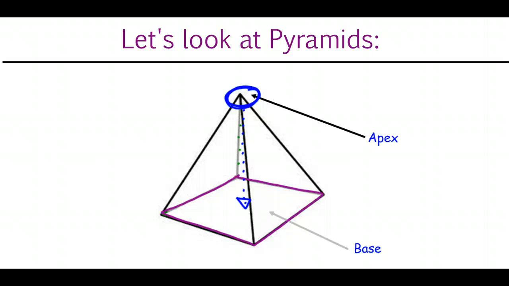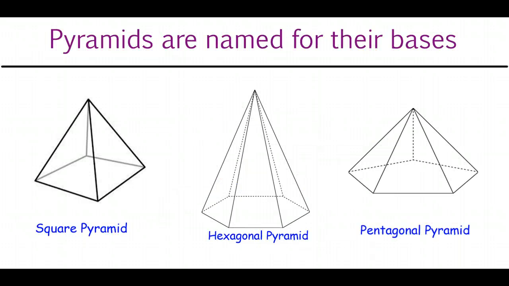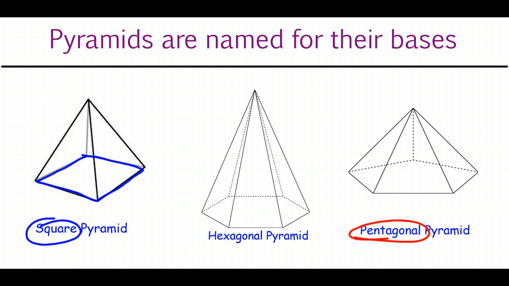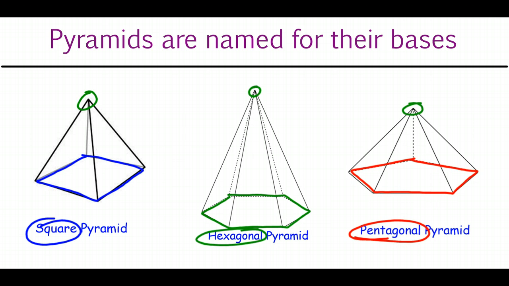Now, real quickly, just like prisms, pyramids are named for the shapes of their bases. On the left, we have a square pyramid because the base is a square. On the right, we have a pentagonal pyramid because the base is a pentagon. And in the center, we have a hexagonal pyramid because the base is a hexagon. The apex of each of these pyramids is across from the base. If we were sitting these pyramids on a surface, the square, the pentagon, and the hexagon would all be sitting on our tabletop or the ground or whatever it is that we decided to put them on.